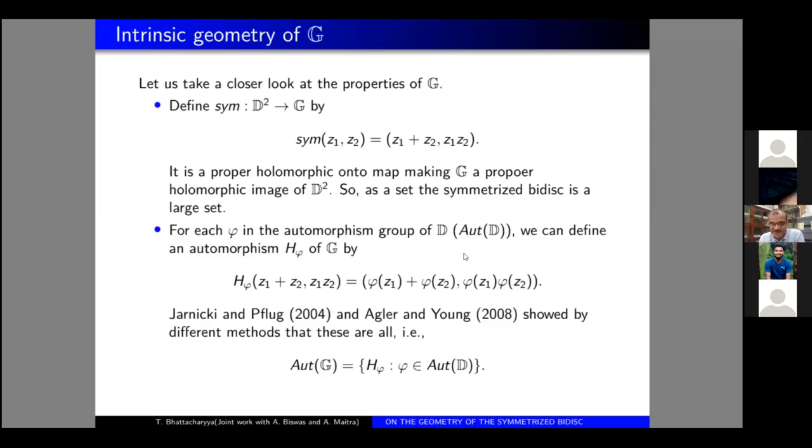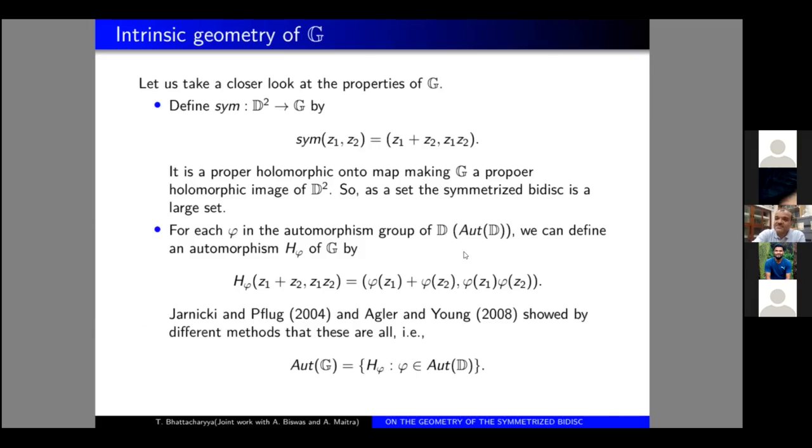Corresponding to every automorphism of the disk, we can get an automorphism of the symmetrized bidisc as follows. So any element is of the form (Z1 plus Z2, Z1 Z2), with Z1 and Z2 coming from the unit disk. So then why not apply the unit disk automorphism phi on Z1 and Z2 and symmetrize them? That's fine. That gives an automorphism, and it turns out that these are all. So the automorphism group is the same as the automorphism group of D. So that's an elementary fact.